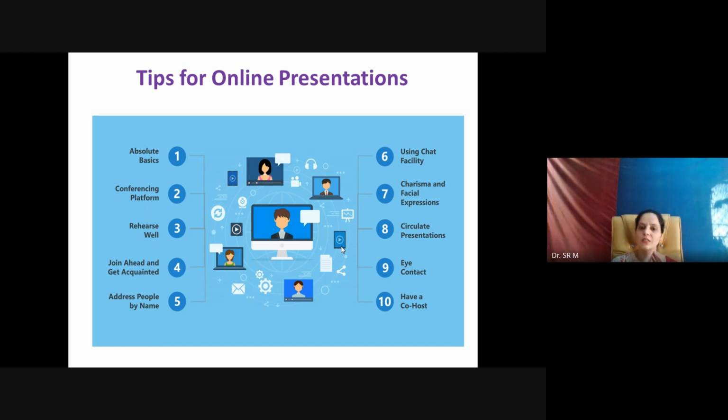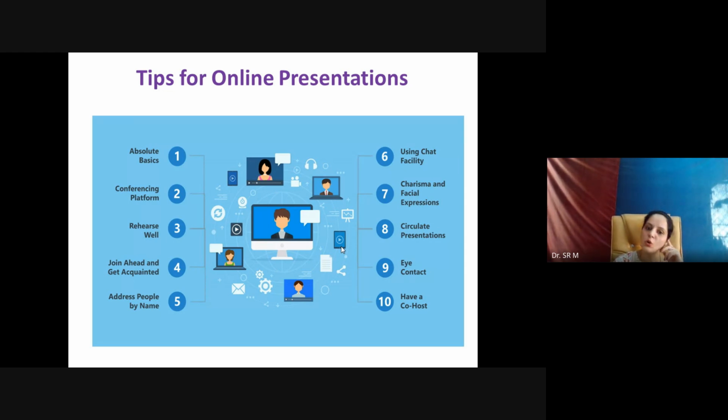Then circulate the presentations. Please be ready for Q&A sessions at the end of any presentation. On the other hand, as a speaker, you can also circulate the presentation to your participants ahead of time. That means you are preparing them for the Q&A, the question and answer session. Eye contact. See, in virtual presentations, we see the people on the screen and speak. But that will not establish eye contact. What you can do is look at the camera when you are speaking. Yes, that means we are maintaining good eye contact.